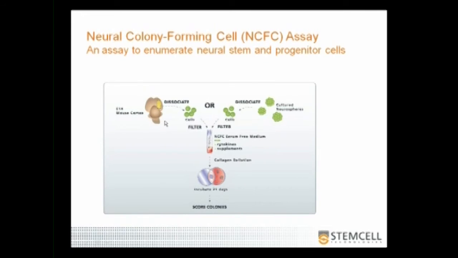The NCFC assay is outlined here. You can start with dissected mouse CNS cells or cells generated from neurosphere cultures. A single cell suspension is obtained, filtered, and then counted. A specific number of cells are then mixed with NCFC media and cytokines. Collagen semi-solid media is then mixed in and the entire suspension is plated in 35 mm dishes in duplicates. The cells are allowed to grow for 21 days, during which time clonally derived colonies will be seen.